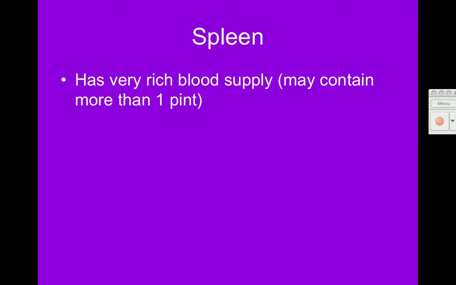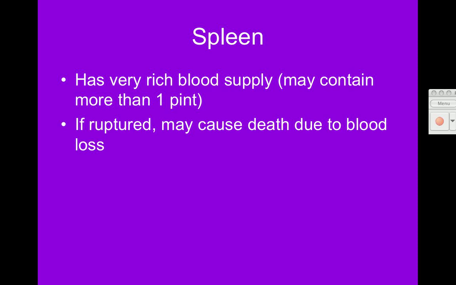Now, because it has such a rich blood supply, if we rupture our spleen, we can actually die just from that because of the amount of blood loss that we will experience when that happens. Now, the spleen is something that we all hear about from time to time, so we've at least heard of it, but we really don't know what it does. It has 4 main functions.